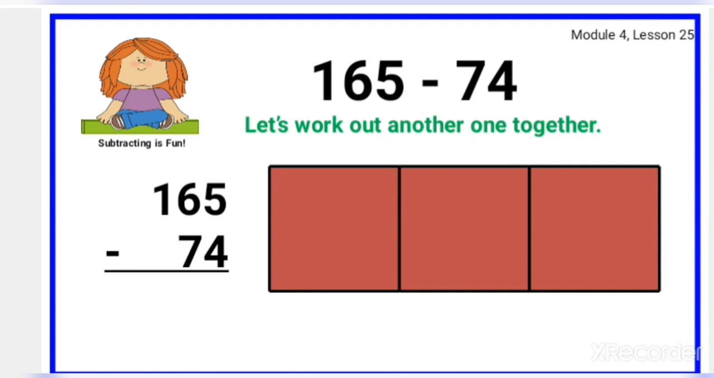But we cannot take away 7 from 6, so I have to take the 1 in the 100 and decompose. Remember that word, decompose. When I bring my 100 to tens, it becomes 10 tens. So I'm having 16 tens minus 7 tens. 16 tens minus 7 tens will give us what? Good, gives me 9 tens. So my answer is 91. 165 minus 74 is 91.